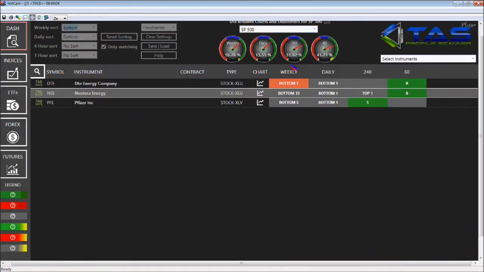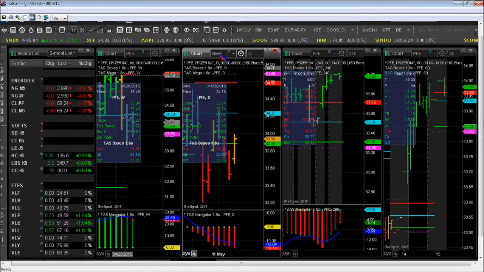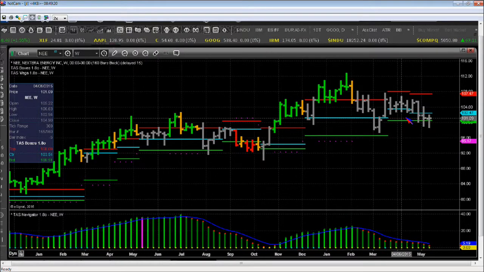NextEra Energy, NEE. Let's take a look at that. These are just picks that you want to look at and put on the radar screen. They're sitting around two different time frame inflection points. This one, tails to be seen on this one.